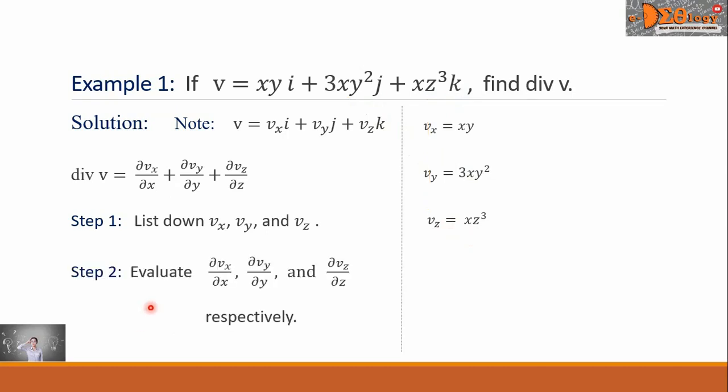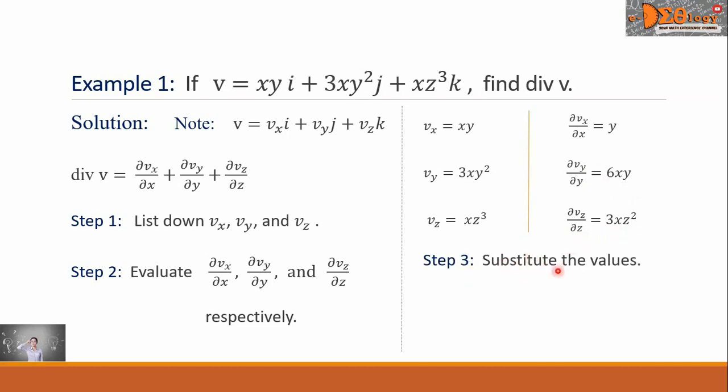Step 2. Evaluate the partial derivatives respectively. Let's begin with the partial derivative of v sub x with respect to x, that is equal to y. Then partial derivative of v sub y with respect to y, and that is equal to 6xy. Then partial derivative of v sub z with respect to z, and we have this 3xz squared.